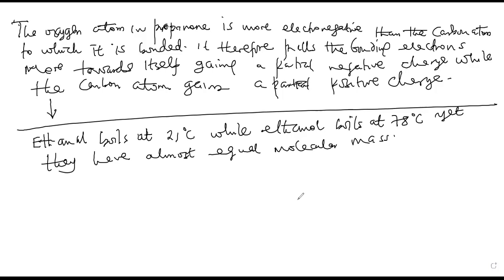But for ethanol, the oxygen atom is more electronegative than the hydrogen atom to which it is bonded. So the oxygen gains a partial negative charge and the hydrogen gains a partial positive charge, making the oxygen-hydrogen bond polar, and ethanol molecules interact through intermolecular hydrogen bonds that require a high amount of energy to be broken.